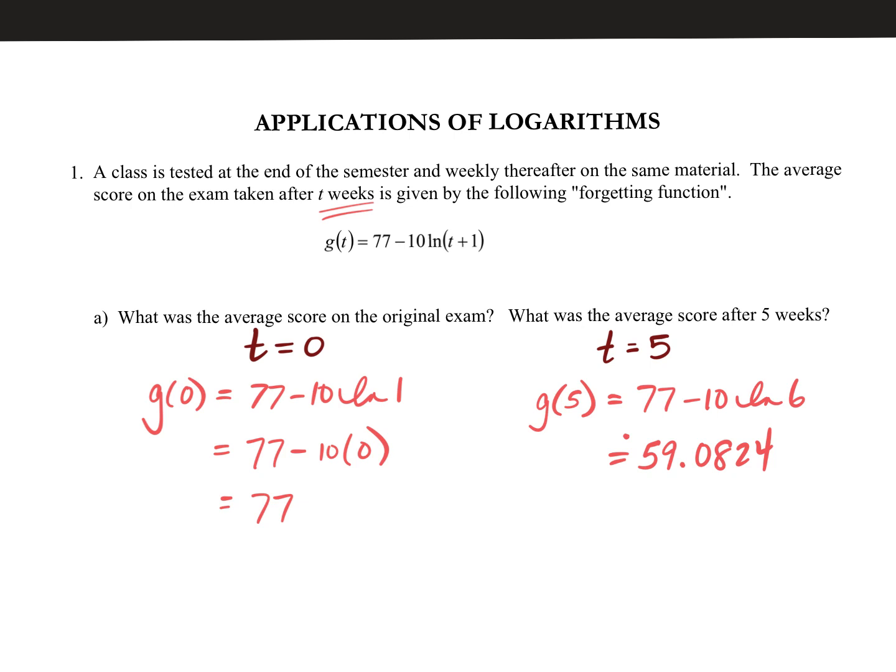Now, we've been focusing in on rounding quite a bit during our applications. You take a look back up in the problem, and what we are calculating for this forgetting function is a test average. And there really is no rounding rule when it comes to a test average.